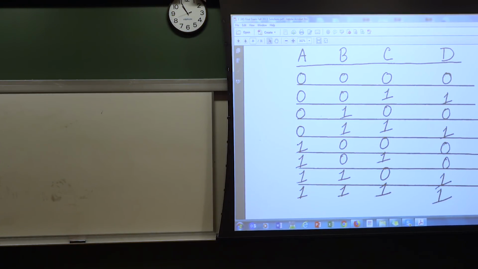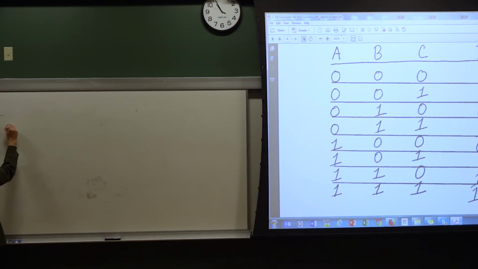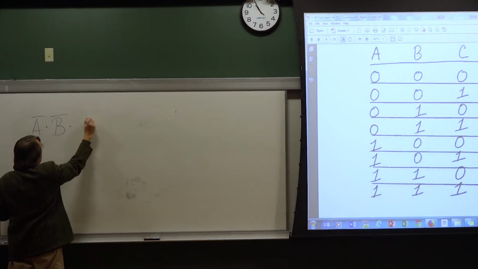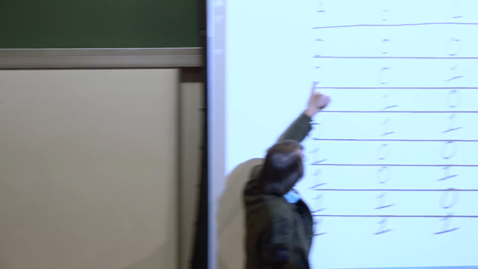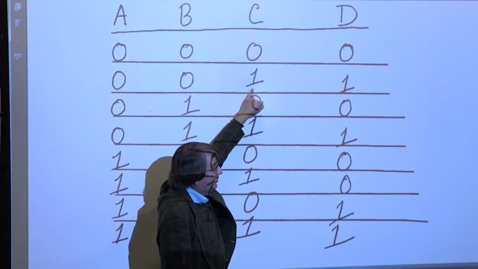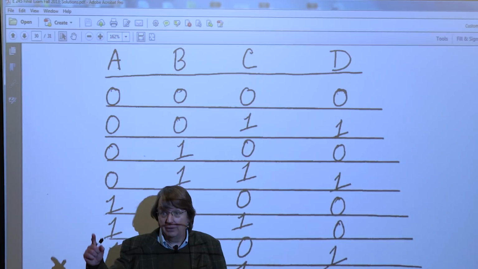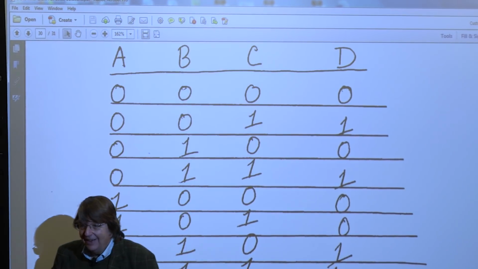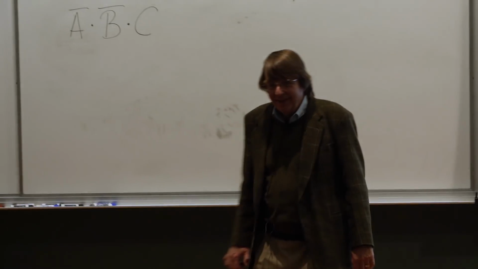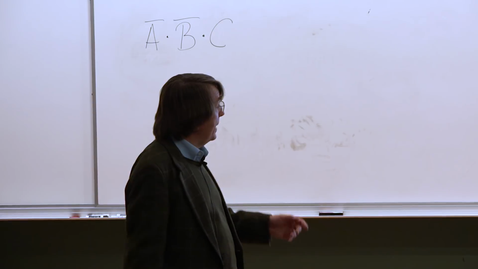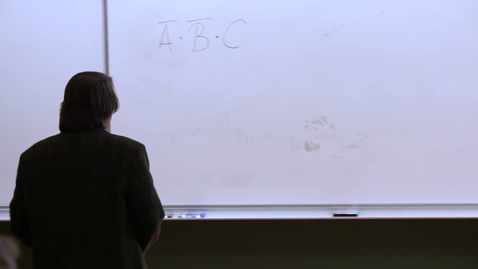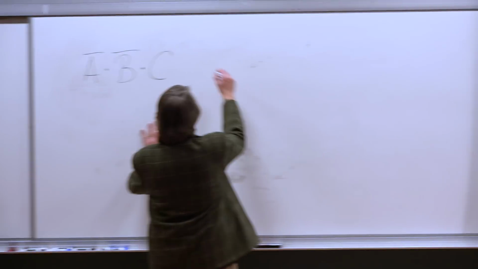Now, my colleagues, how do I get the first 1 for D? I think it's not A, ANDed with not B, ANDed with C. Do you see that, my colleagues? Not A, not B, and C ANDed together would give me 1. Well, we've got to do it for all the ones. Can you maybe do the next couple? What do you think? So the next one would be not A.